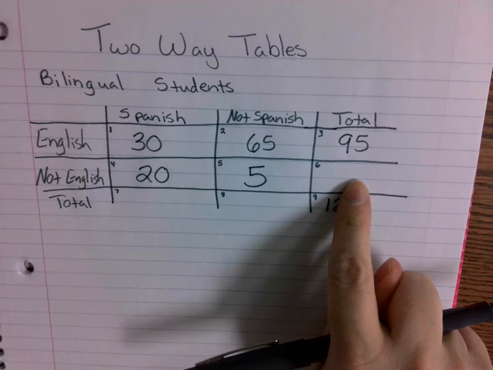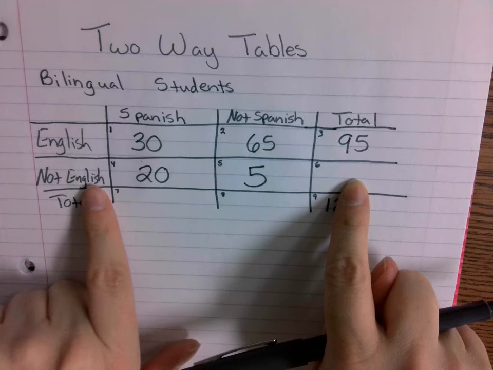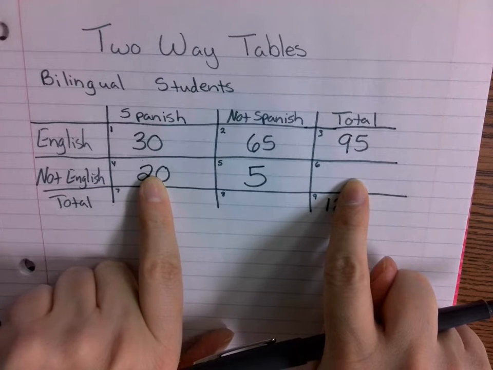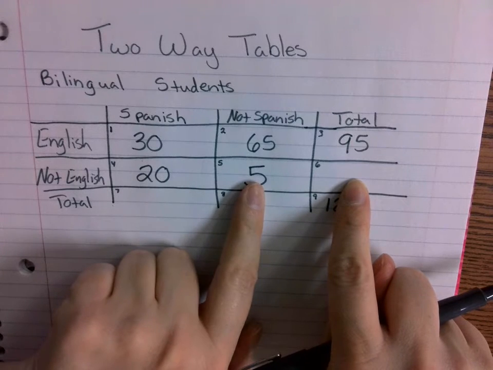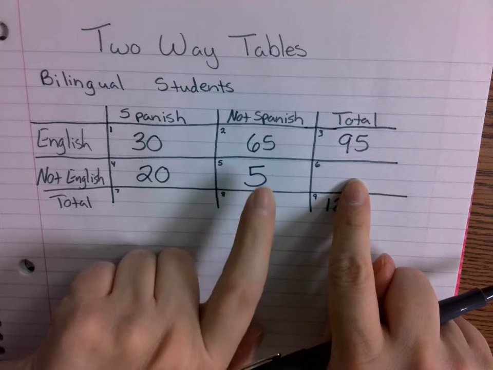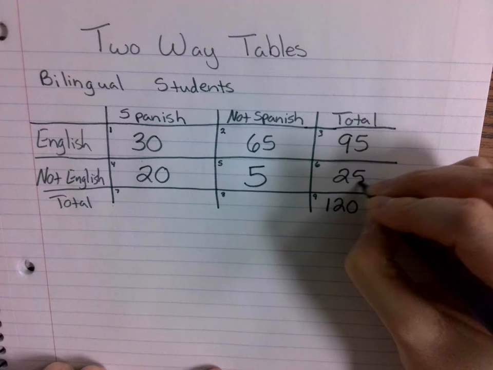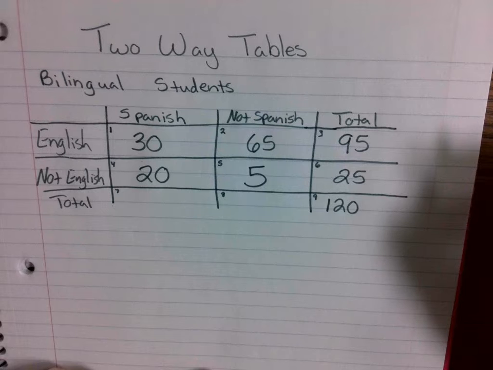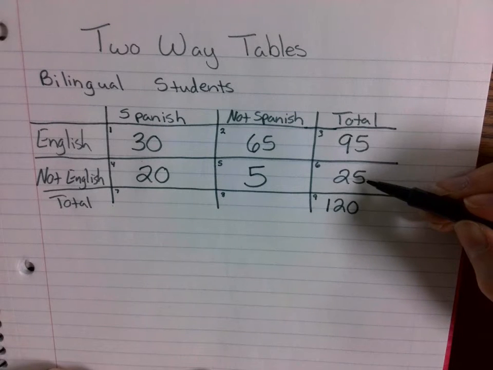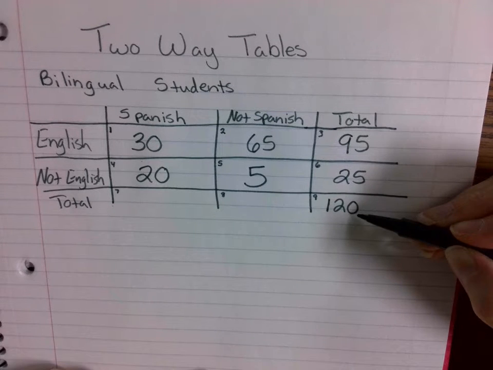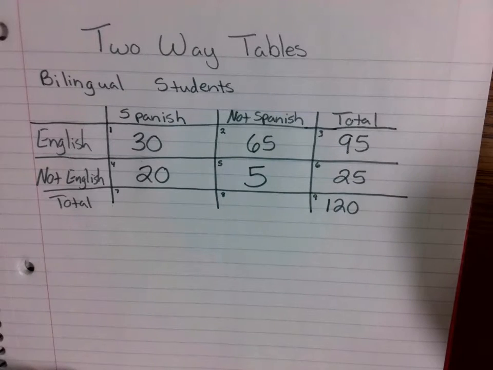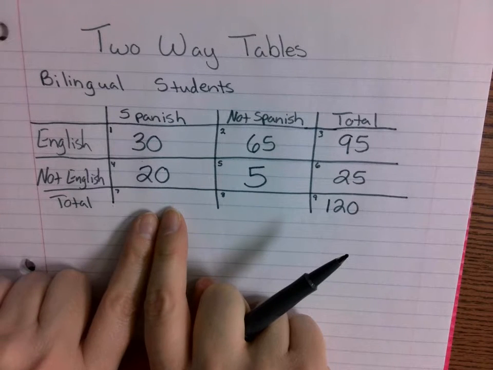25, right? We would count together the 20 non-English speakers that do speak Spanish plus the non-English speakers that also do not speak Spanish. So 20 plus 5 would give us 25. And then lo and behold, notice 95 plus 25 equals 120. Okay? How about how many total Spanish speakers are there?